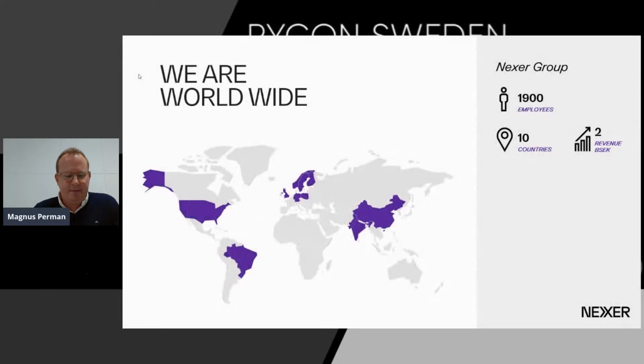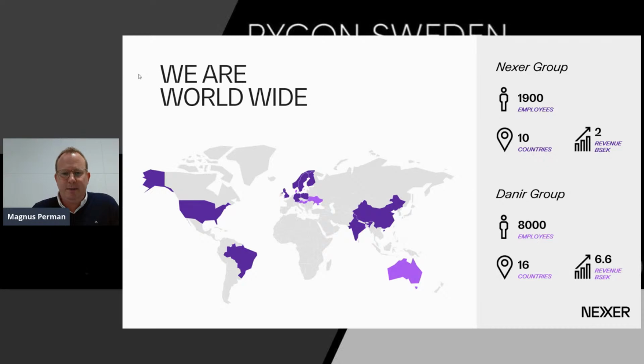And a bit of facts around Nexer. We are 1,900 employees. Nexer was founded in Sweden, but now we are in 10 countries in total, and we have a revenue of 2 billion Swedish crowns. The company was previously called Sigma IT. In the beginning of this year, we changed name to Nexer. So if you are familiar with Sigma IT, that was our name before. We are not publicly listed. We are privately owned by the Daniel Group. And that group of companies has roughly 8,000 employees in 16 countries and roughly 6.6 billion Swedish crowns of revenue.